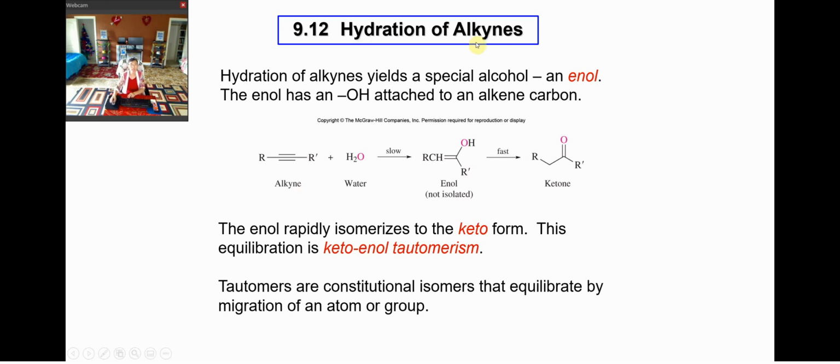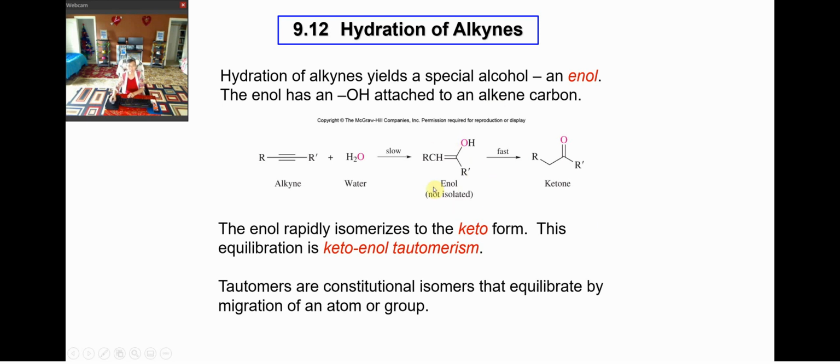The third type of reaction we call the hydration reaction. If you are adding water into the alkyne, hydration reaction will occur. Hydration of your alkyne will yield a special alcohol. This alcohol is called enol. You have an alkene, this alkene's double bonded carbon connected to an OH hydroxyl group. Enol has an OH group attached to the double bonded alkene carbon.